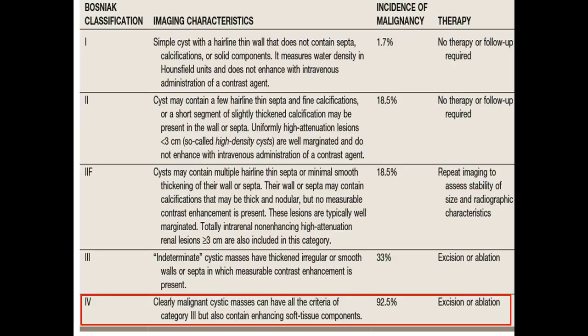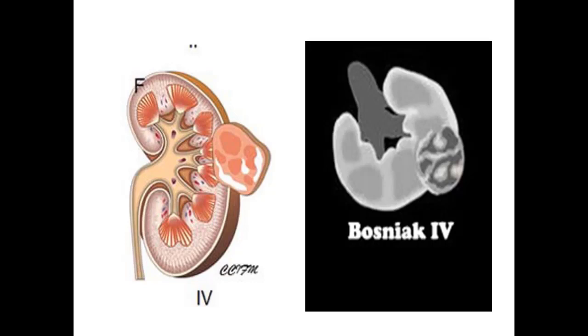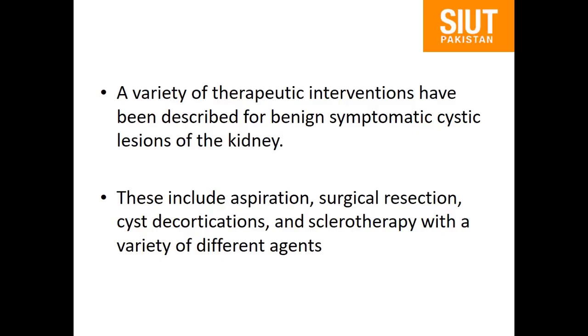calcifications. And the last one is the clearly malignant cystic masses, which can have all the criteria of category 3 but also contain a soft tissue component. And here the malignant potential is about 92.5%. These are the soft tissue components present in this cyst. If you are having this, definitely we need some surgical intervention for such cystic masses.